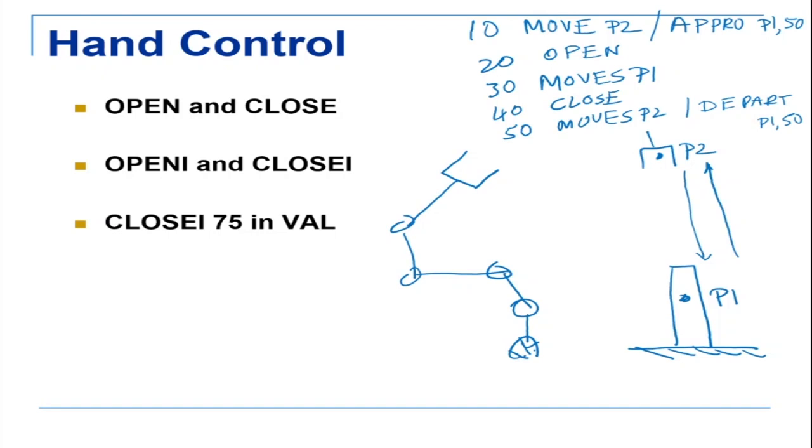Now, do you think that this program is going to work, or there is a chance of an accident here? There's a potential for an accident. Now, if you just look at this program, it seems like everything is fine. Okay, but there is a chance of an accident. Now, what is the accident that can happen?